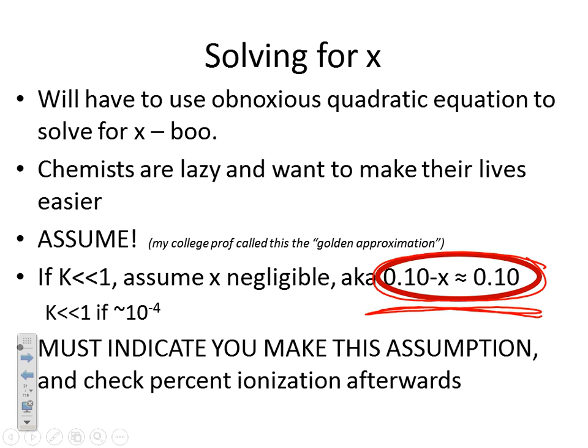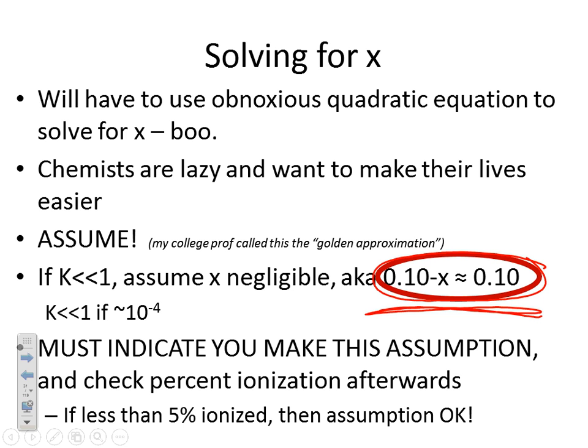Then you have to go back and check 5% ionization. If percent ionization is less than 5%, then we consider the assumption to be valid. So basically the two rules about this assumption are, number one, please indicate that you're making it, and number two, go back and check and make sure that the ionization was in fact less than 5%. If it's less than 5%, then we're basically saying that X is super small, it's okay to use this assumption. If percent ionization is actually greater than 5%, you have to use the quadratic equation in order to solve for it.